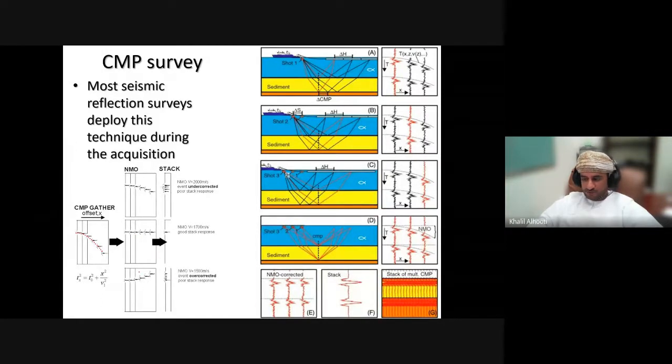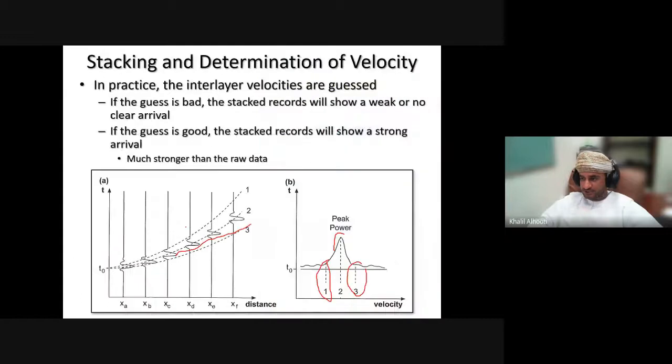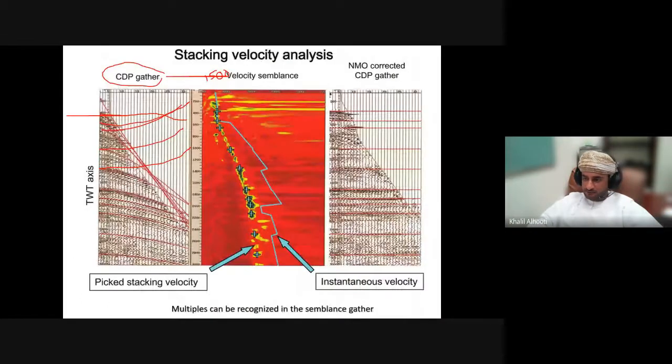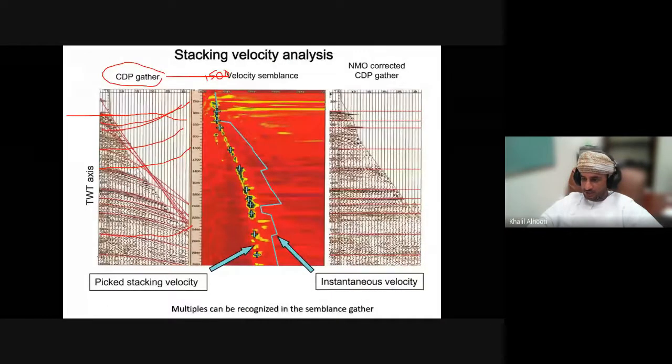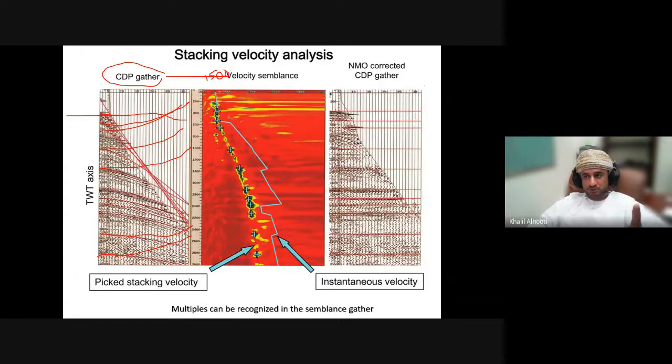I use the lower velocity, so they have been overcorrected. Every other reflector will be overcorrected. The only one which will be flattened perfectly is the first one, because probably that's the correct velocity for this reflector. The deeper one will be overcorrected. I'm using a lower velocity.